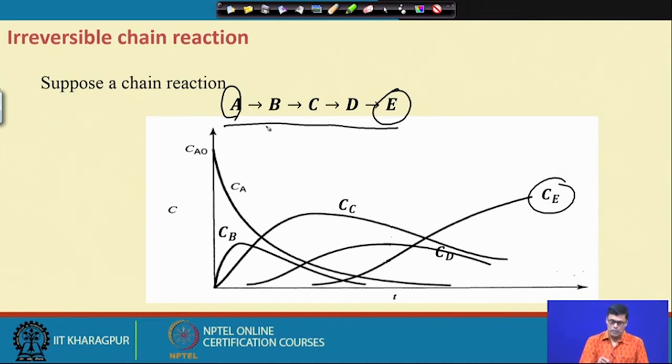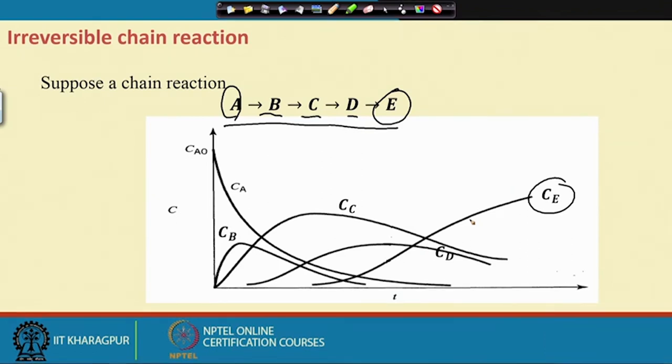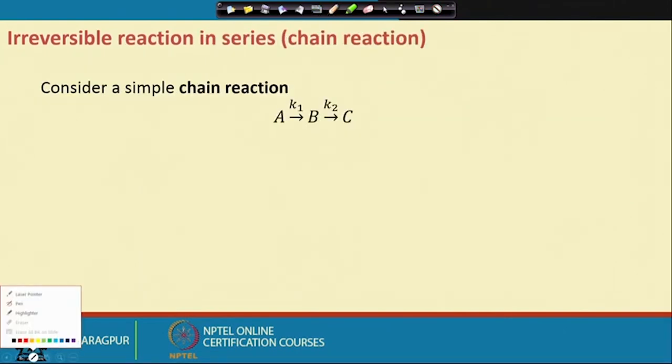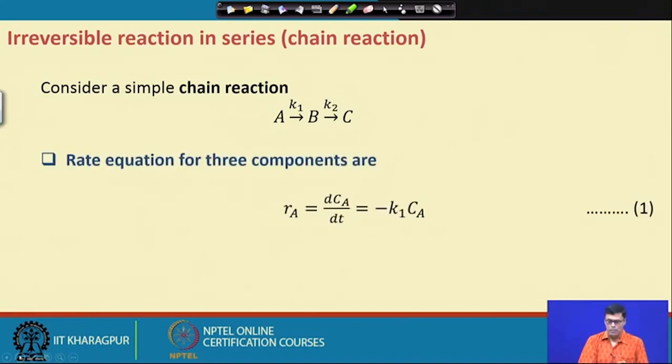All intermediate compounds like B, C, D rise and then decrease. One thing I want to emphasize here: unless B forms, C cannot be formed, and unless C forms, D cannot be formed. That is very important. In a chain reaction, the first component, the substrate, keeps decreasing with respect to time, and the last component keeps rising. All intermediate compounds increase and then decrease. This is how this reaction looks. Now let us consider a very simple chain reaction that we have.